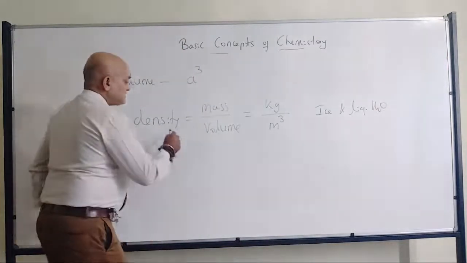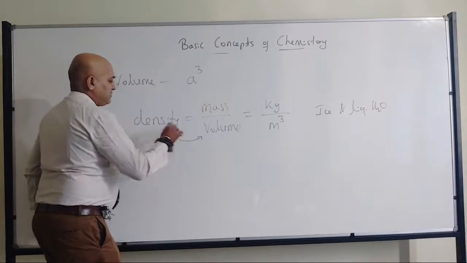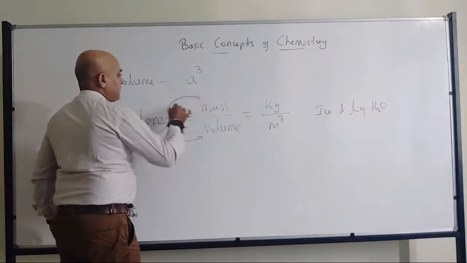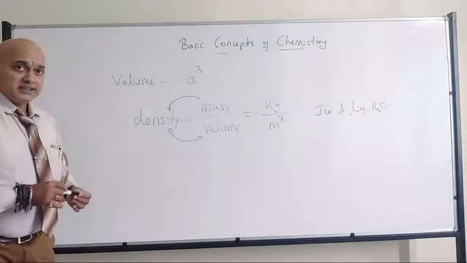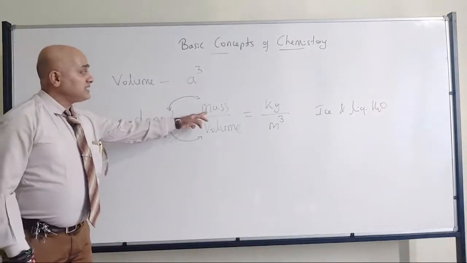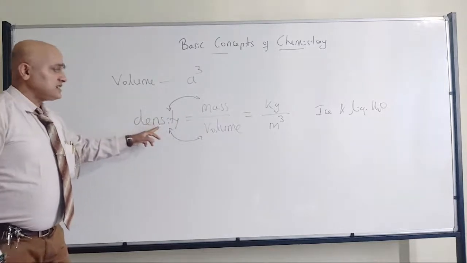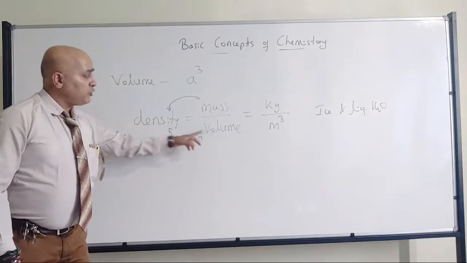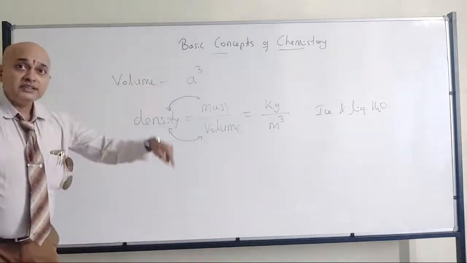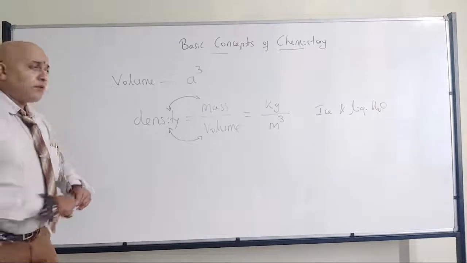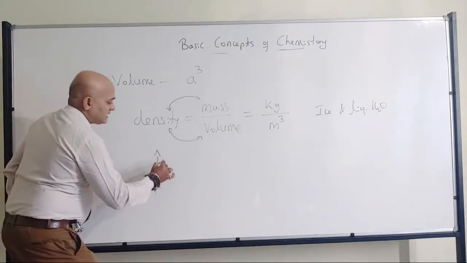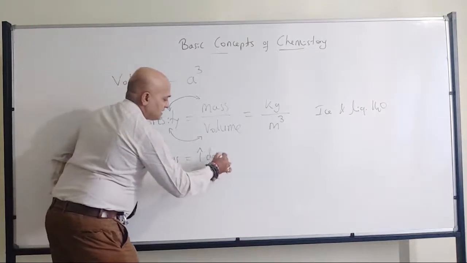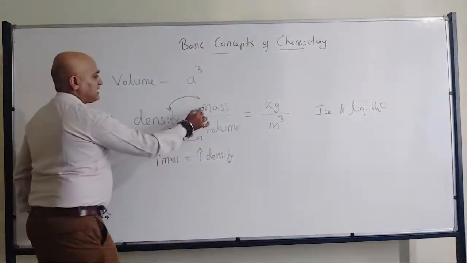Naturally, since density and volume are inversely related. Try to understand this. Since density and mass are directly related, as there is an increase in the mass, density is going to increase. As there is an increase in the volume, density is going to decrease. Got my point? As there is an increase in the mass, it leads to an increase in the density. That's where they are directly related.